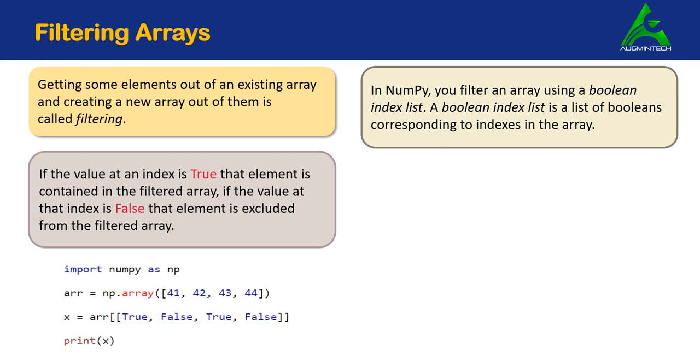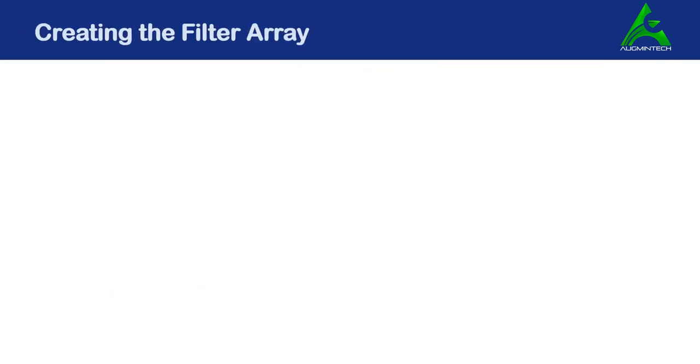So here we first need to import NumPy, then create an array, and then we can pass a Boolean index list having elements true and false. At whichever element's position we say true, that element will be included in our filtered array, and wherever we specify false, that element would get excluded. Now let's see how to create the filter array.